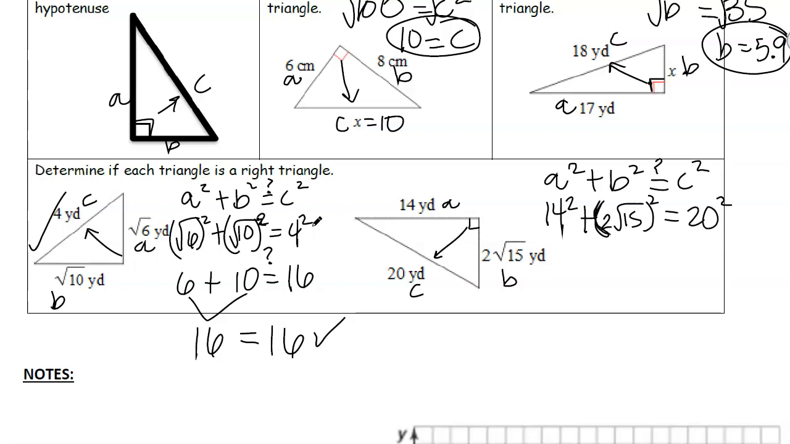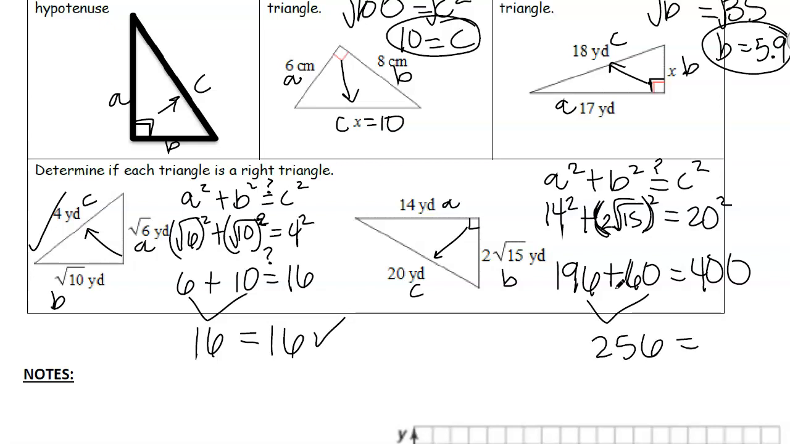Now, when you put this on the calculator right here, make sure that when you do the square root, you put 15 and then the left arrow, and then the parentheses. So 14 squared, that's 196. So I'm going to put parentheses 2, square root of 15, get out, put the left arrow, parentheses square, I got 60, and 20 squared, that's 400. So 196 plus 60, that's 256. Does it equal 400? No, it does not. So this one, no, it is not a right triangle.